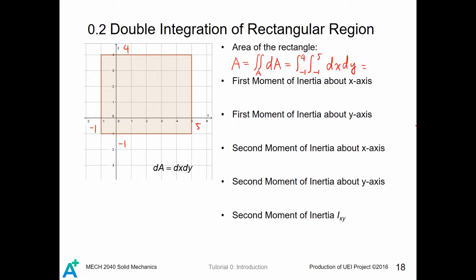In case you don't understand why it is 30: -1 to 4, -1 to 5, dx dy. First, we integrate with respect to dx. Then it will become the integral from -1 to 4 of x evaluated from -1 to 5, and then dy. Then you know this piece of stuff equals 6. Then it becomes 6 times the integral from -1 to 4 of dy. It equals 6 times y from -1 to 4, which is 6 times 5 equals 30.